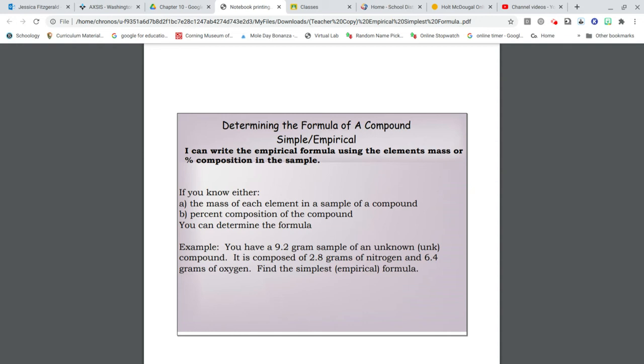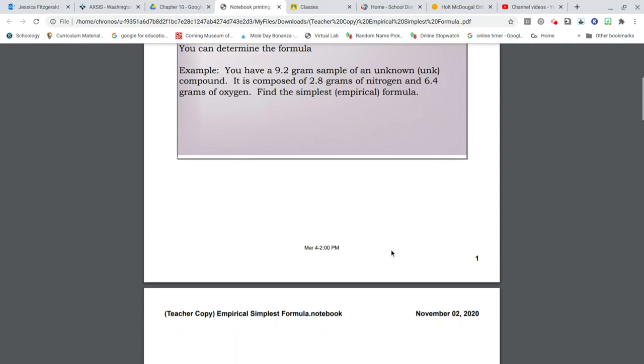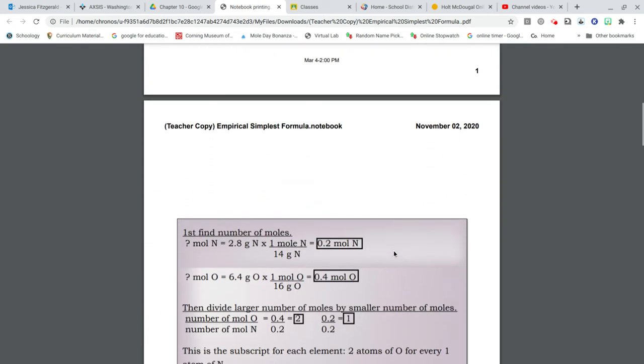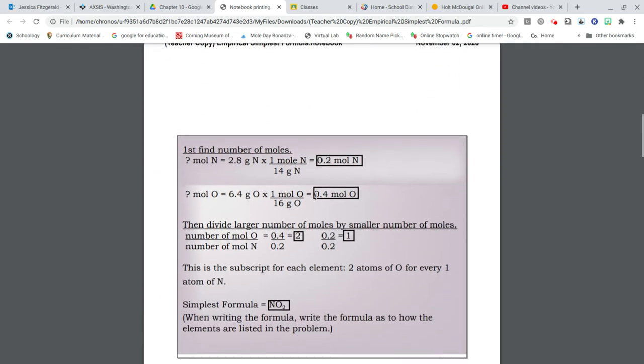So, our first example, we have 9.2 grams of an unknown. UNK is my abbreviation for unknown compound. It is composed of 2.8 grams of nitrogen and 6.4 grams of oxygen. Find your simplest or empirical formula. So, your first step with this particular problem is converting each one of your given grams of your elements over to moles. So it's a one-step stoichiometry problem.